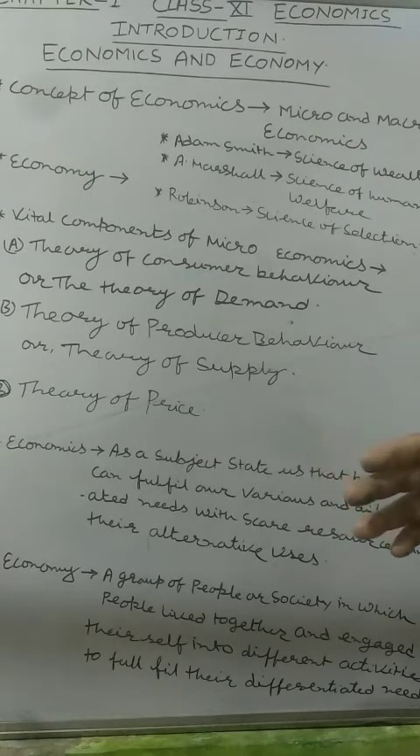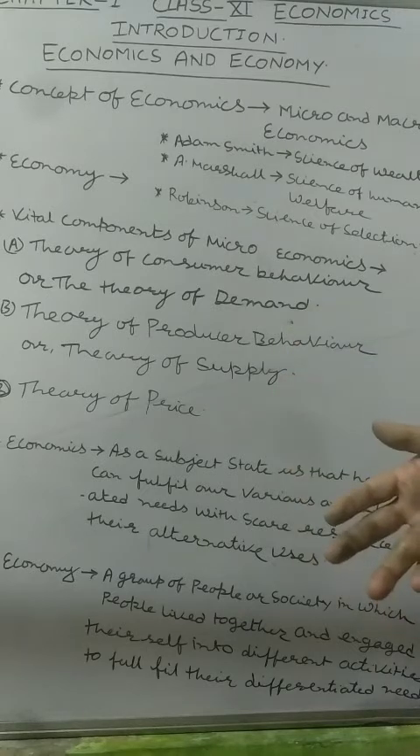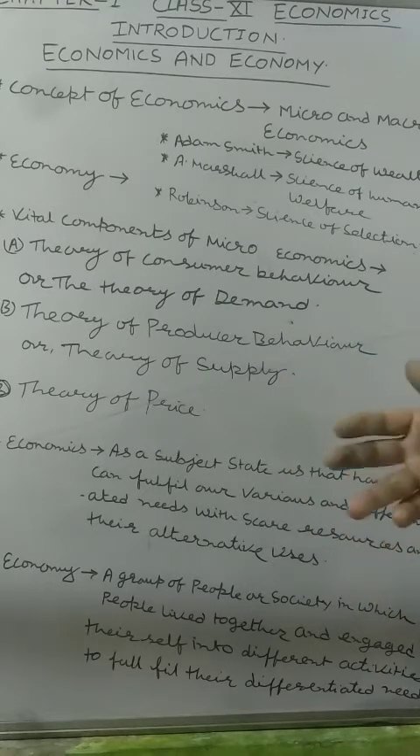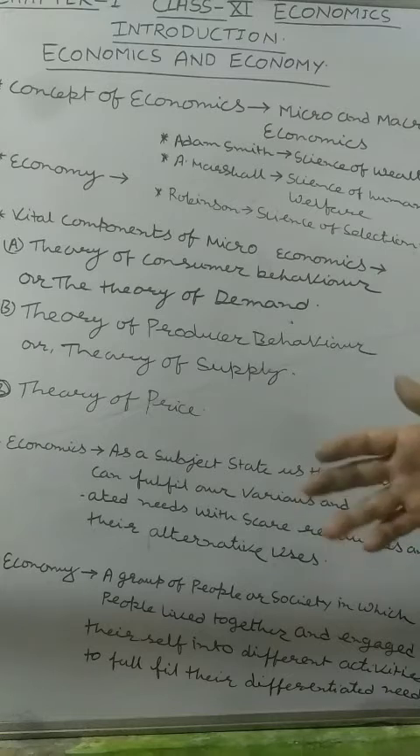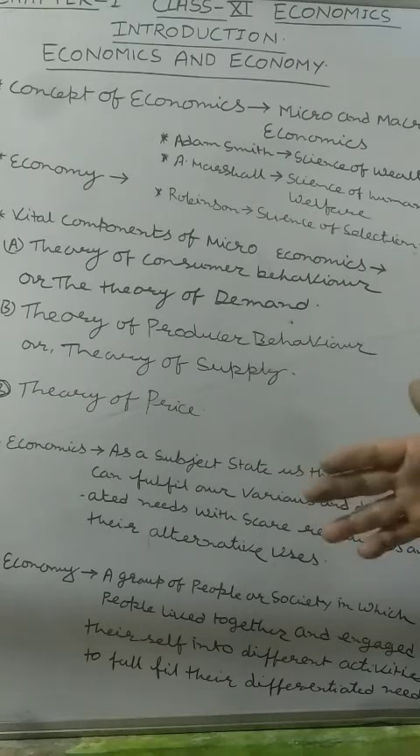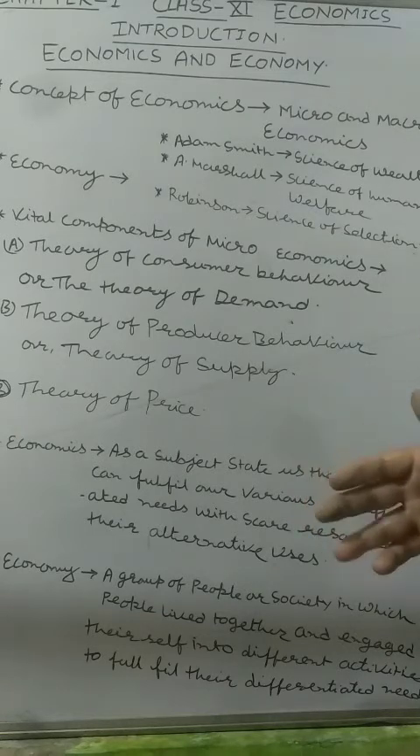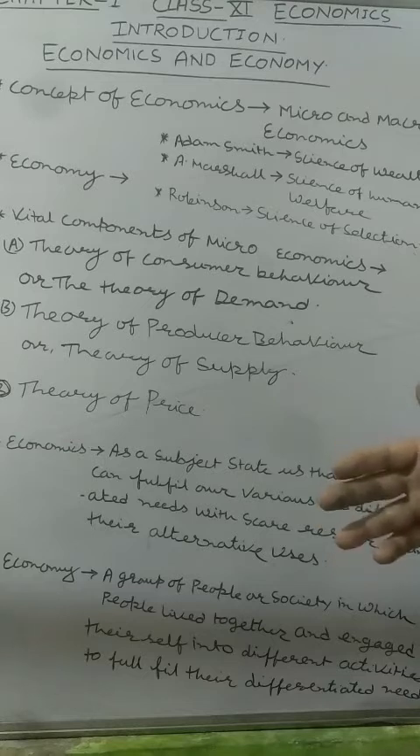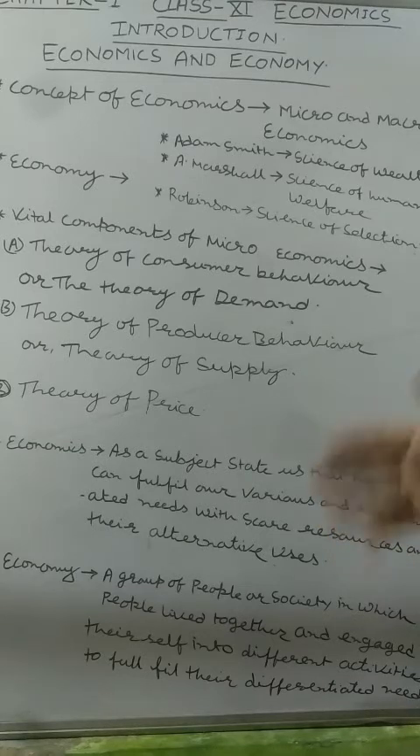We are not able to fulfill all types of needs with our scarce resources. Thus we have to make a choice at every moment. We have to make a selection at every moment. Thus it is a science of selection.